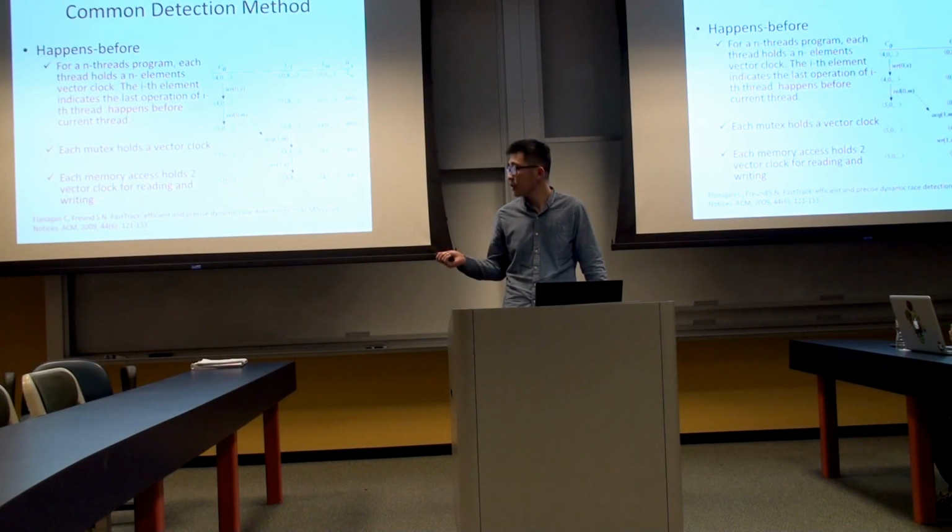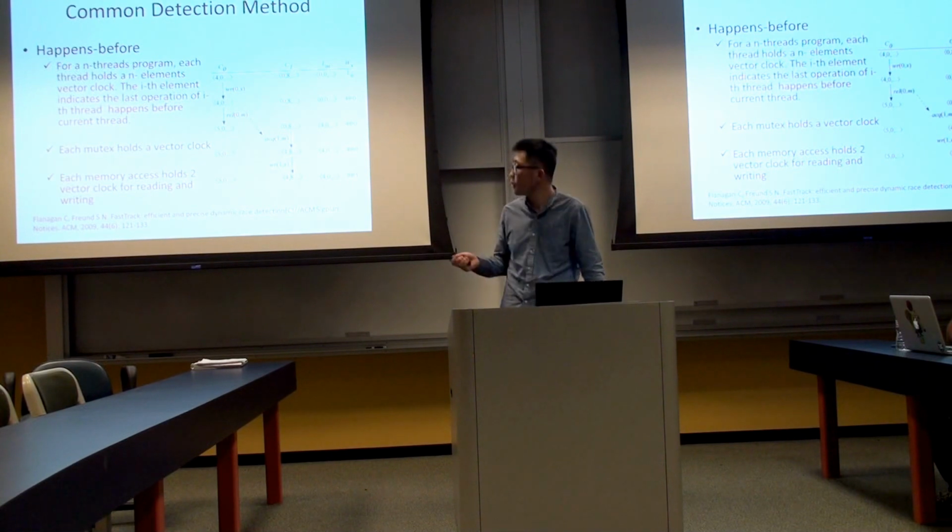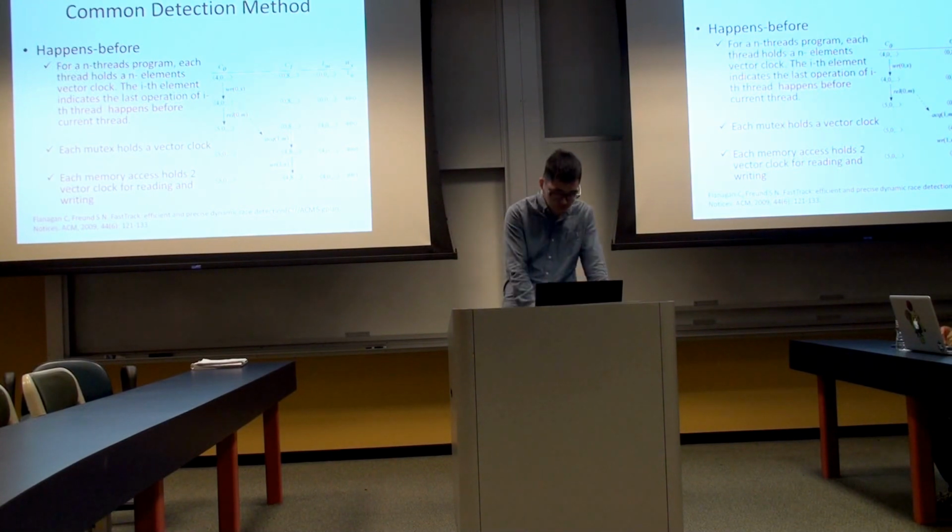The detection method will compare them when a memory access occurs. Here is an example. For thread 0, here's a write to variable x at 4, 0. This is the vector clock for thread 0. And for thread 1, also a write at 4, 8. By comparing these two vector clocks, we know that the operation on thread 1 happens after the operation on thread 0. So obviously, this is safe.